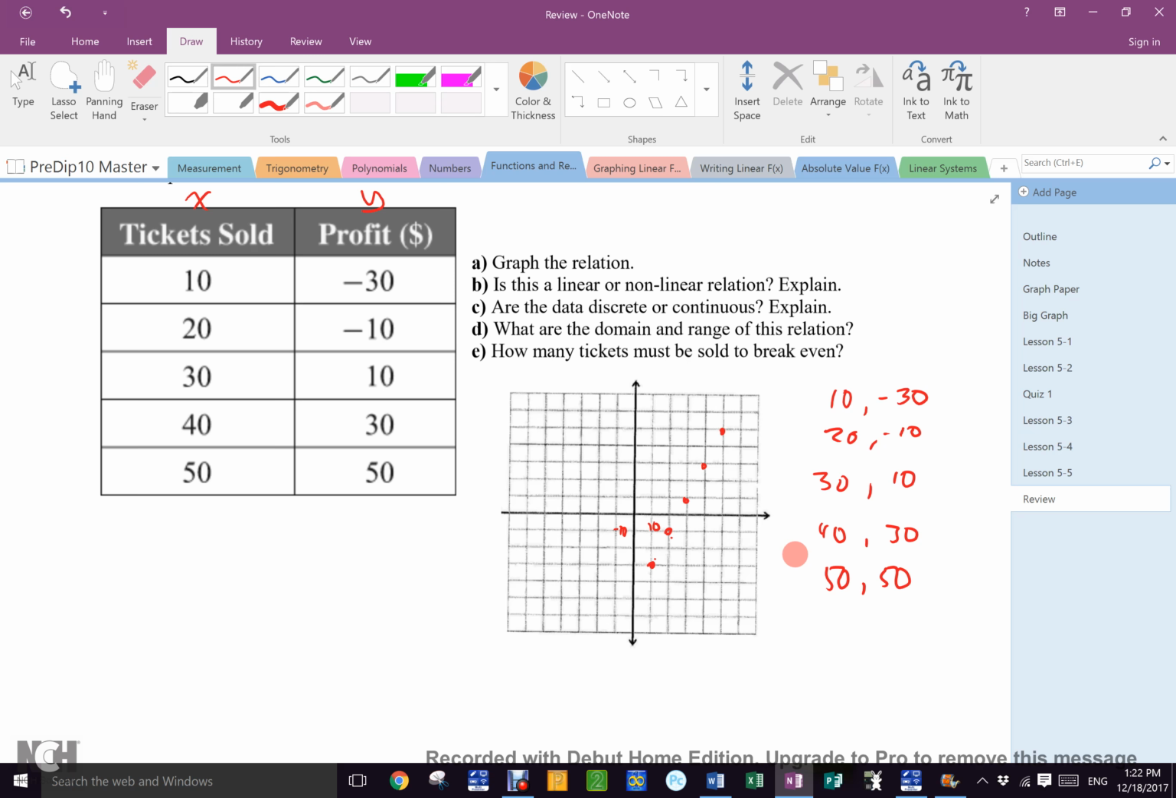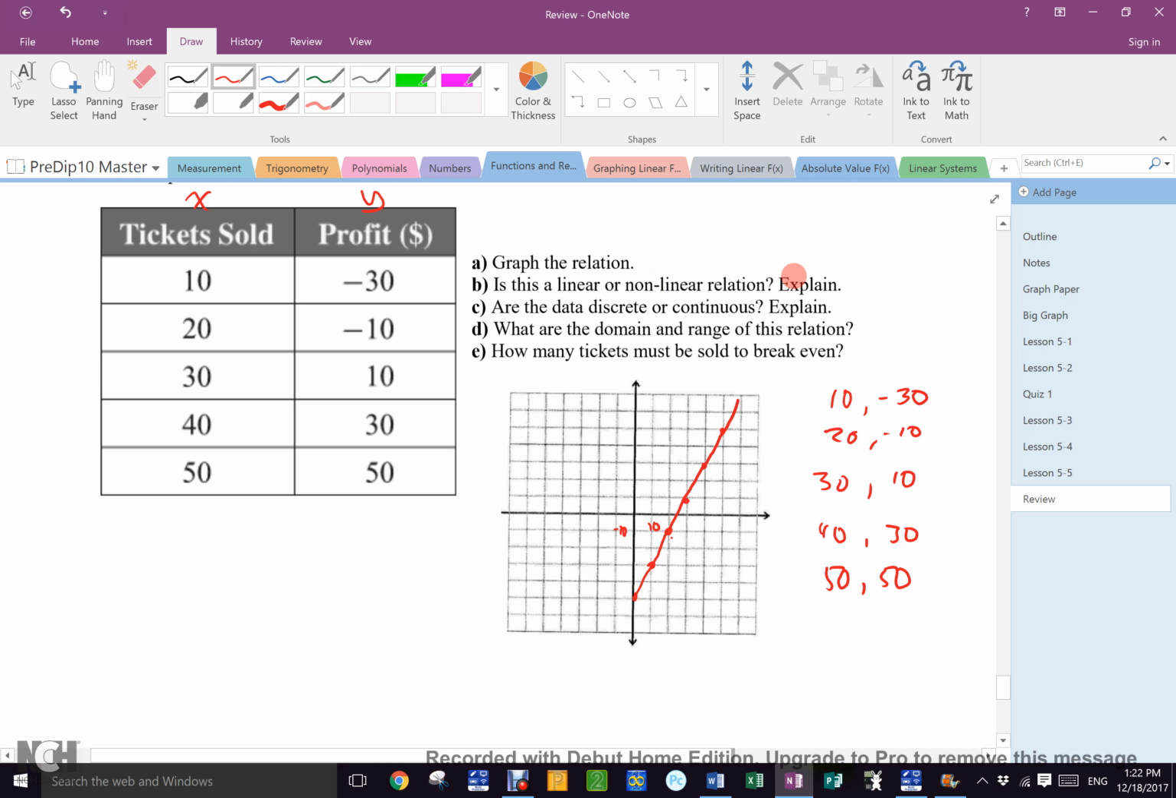No. Why, Lauren? Because you can't buy half a ticket. You can't buy half a ticket. Does everybody understand? Right? So, on this graph with this scale, I must connect the line. Cool?